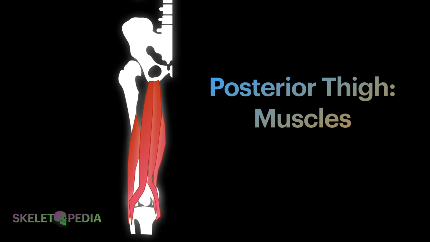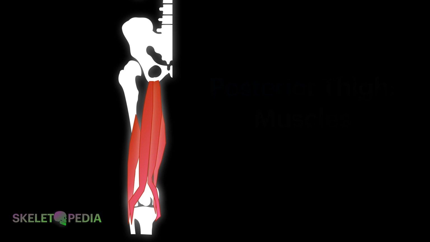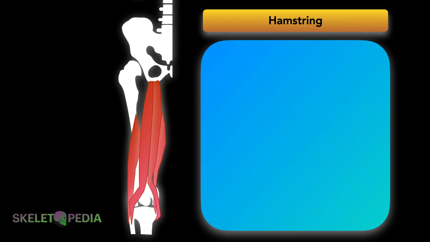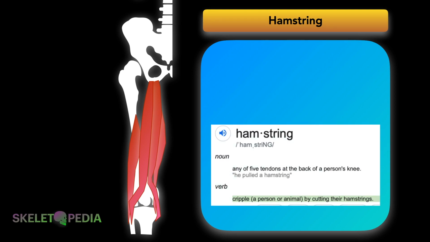The posterior thigh compartment includes three muscles, collectively referred to as the hamstring. Before diving into each of those muscles, I wanted to review the word origin. The word ham refers to the bend of the knee, and string refers to tendon. Interestingly, the word hamstring, when used as a verb, means to cripple a person or animal by cutting their hamstrings.